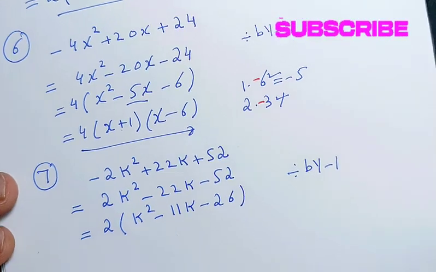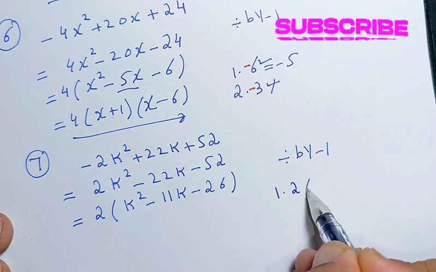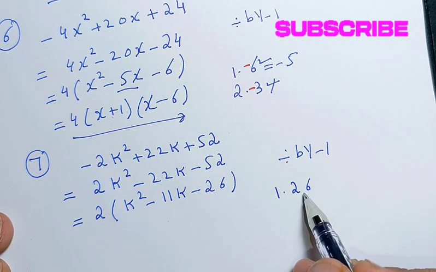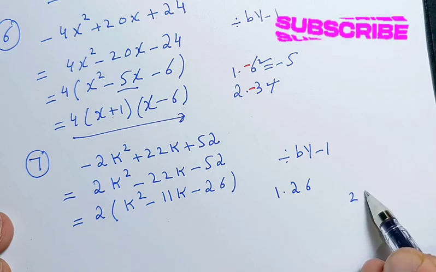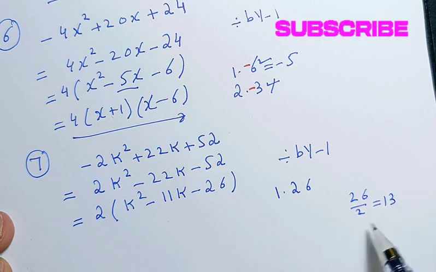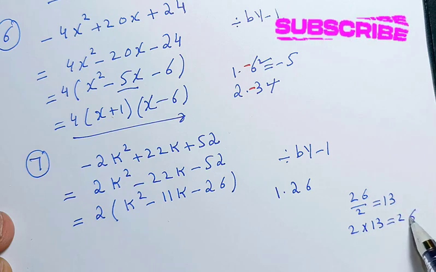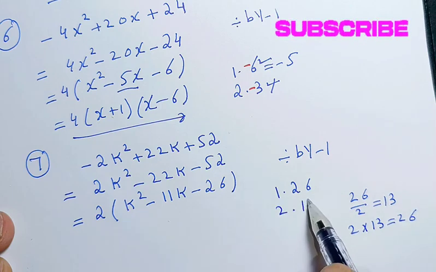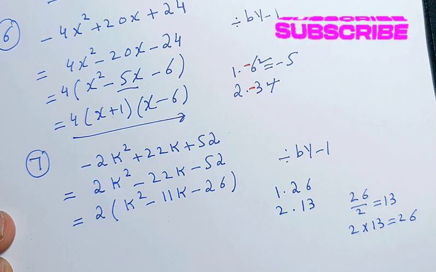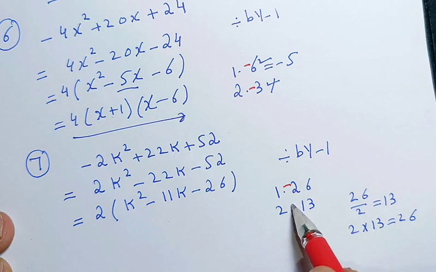Now I need to find the factors of 26. 1 times 26, and 26 divided by 2, the answer will be 13. So 2 times 13 is 26. After that it starts repeating, so we leave it, because 13 times 2 is also 26. Now the larger number will be negative.